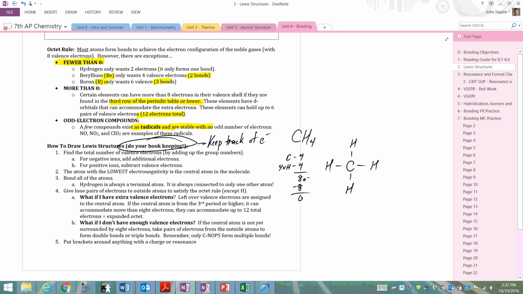So if we look at our atoms, is each one of them happy in terms of the number of valence electrons around them? Yes, they are. Each hydrogen has 2, and the carbon there has 2, 4, 6, 8. So it's happy. It's good to go.